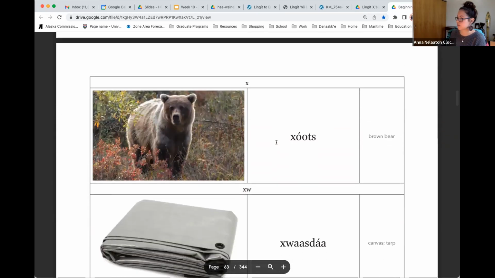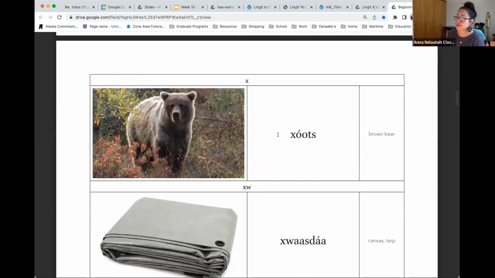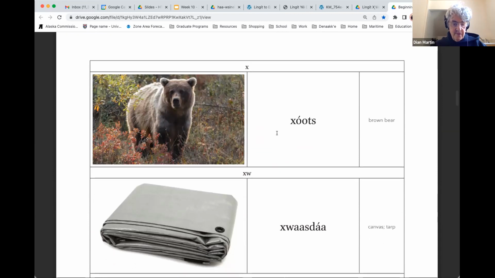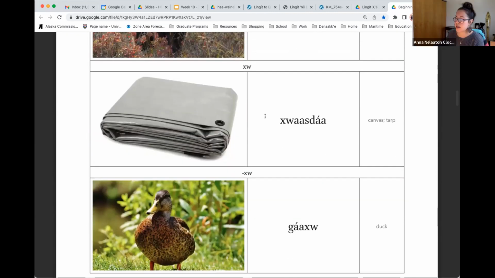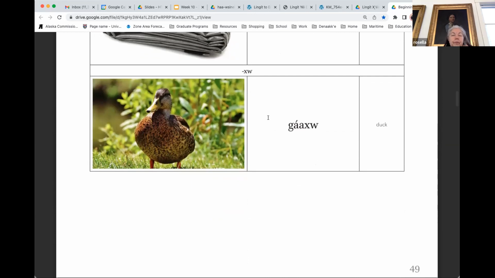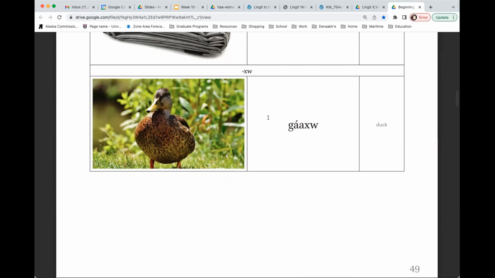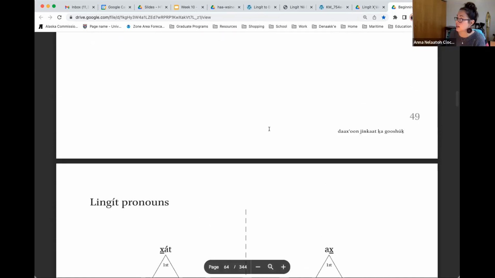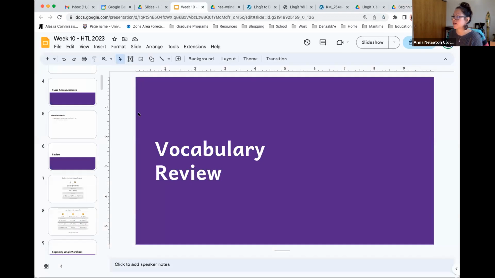Okay. Hoots. Quasta. Gach. One more time. Gach. Okay, that's it for vocabulary.